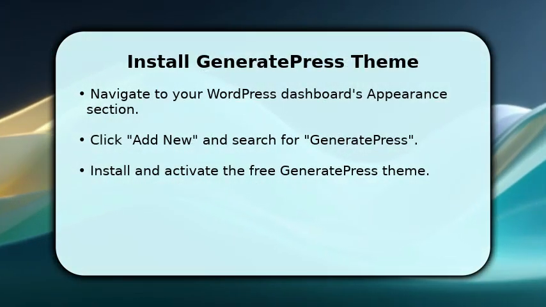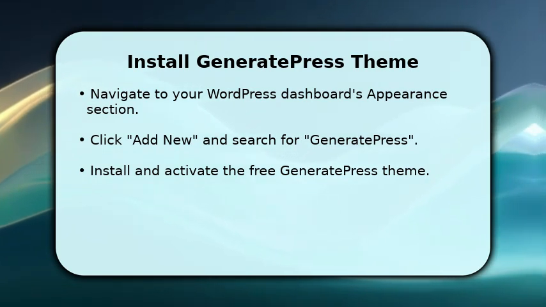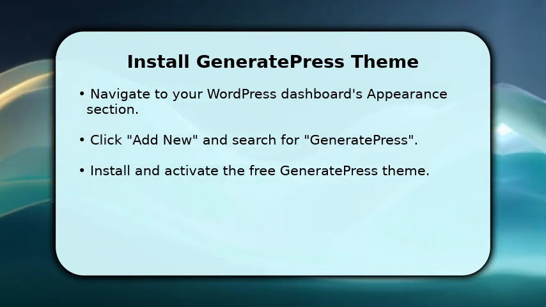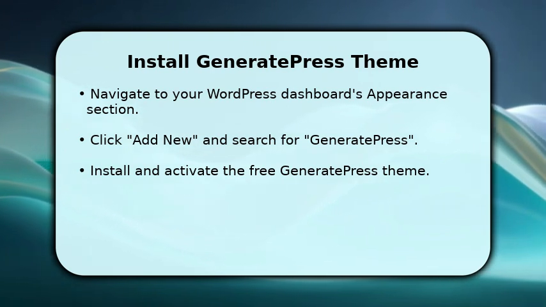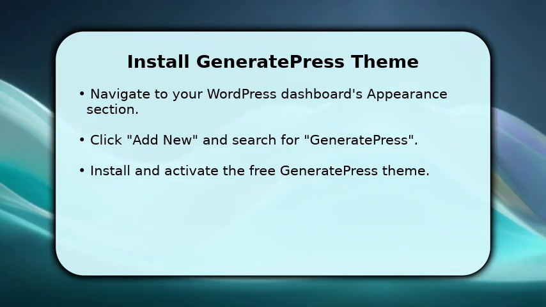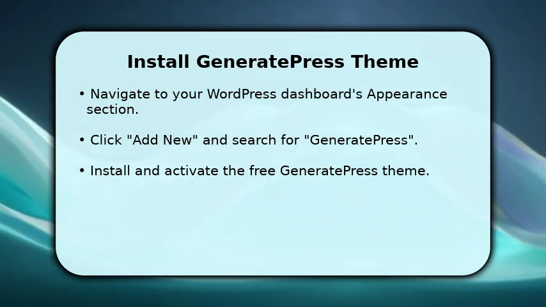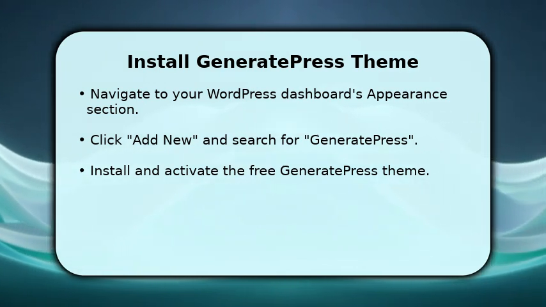To begin, log into your WordPress dashboard and head over to the Appearance menu, then select Themes. From there, click the Add New button at the top. In the search bar, type GeneratePress and press Enter. Once you find it, click Install and then Activate. This establishes the foundational theme for your website, preparing it for the premium features.